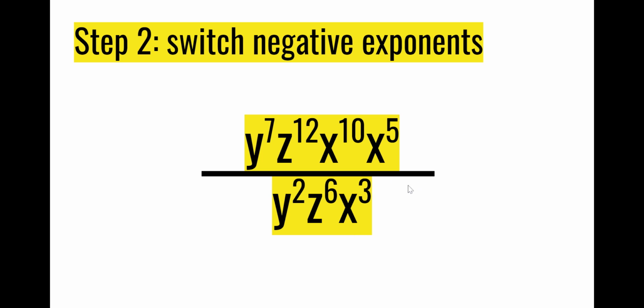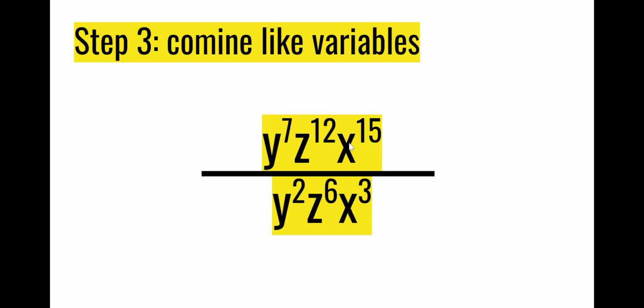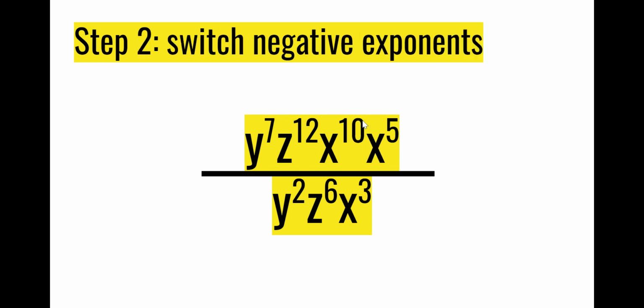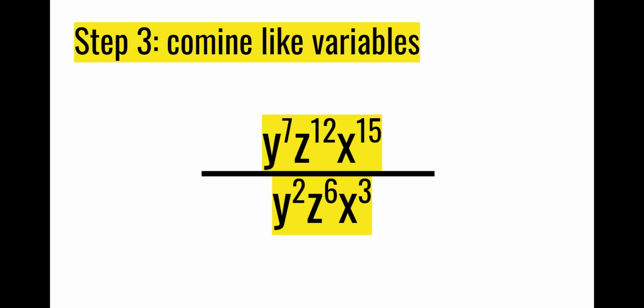After you switch the negative exponents, you need to combine like variables. As you can see right here, I have the x to the 15th power. I just added the x to the 10th power and x to the 5th power, because when you multiply variables, you need to add their exponents.